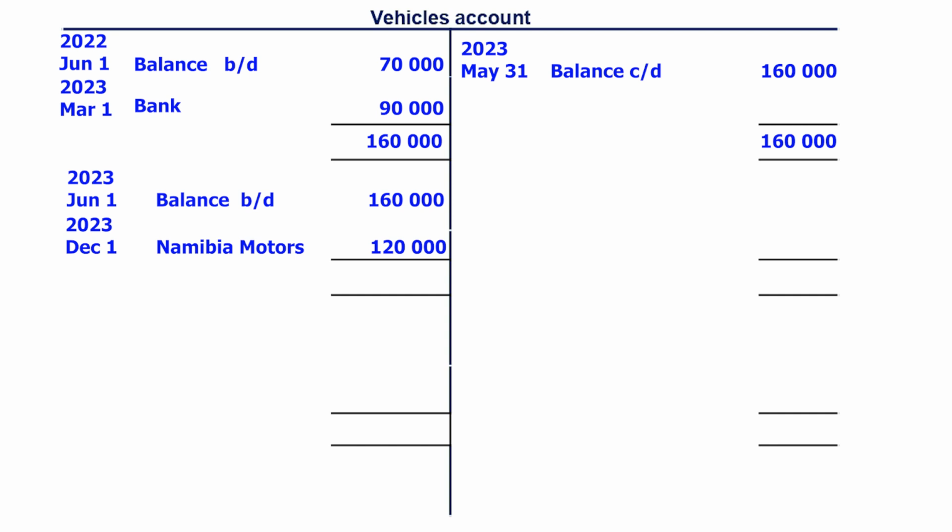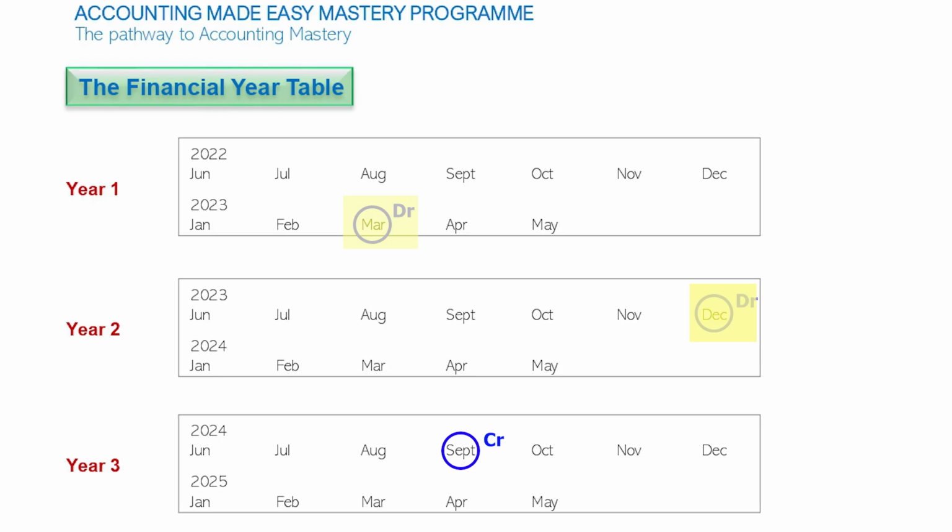Why do we write Namibian Motors? Already from the beginning of our accounting studies, if something is on credit, you write the name of a creditor, the name of a trade payable. So the trade payable in this case is the Namibian Motors because it was bought on credit. And then according to our financial year table, that was the only item in year 2.